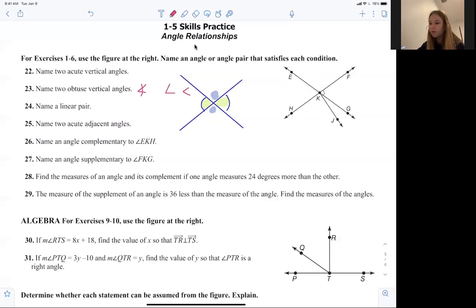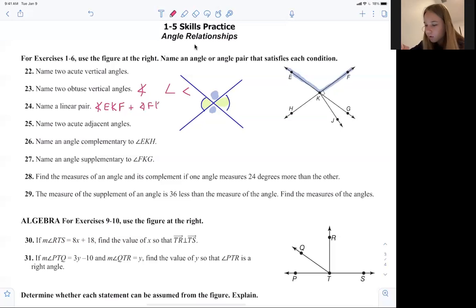Say it again. EKG, HKF. E, angle, E, K. What did you say? EKG is already a line. I need two angles that form a line. Thank you. EKF and HKG. Come on, guys. EKF. She just said this. What else would form a line? What other angle would form a line? FKG.